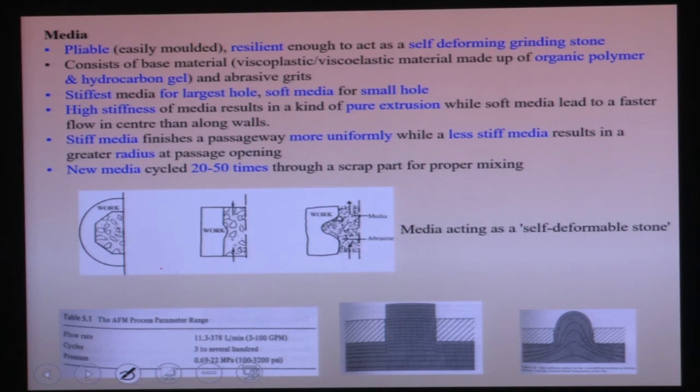Another component of the abrasive flow machining process is the media. This media is pliable and easily molded. It can take the shape of the workpiece surface, and is resilient enough to act as a self-deforming grinding stone. This grinding stone is used in grinding operations. The grinding wheel is called the grinding stone.